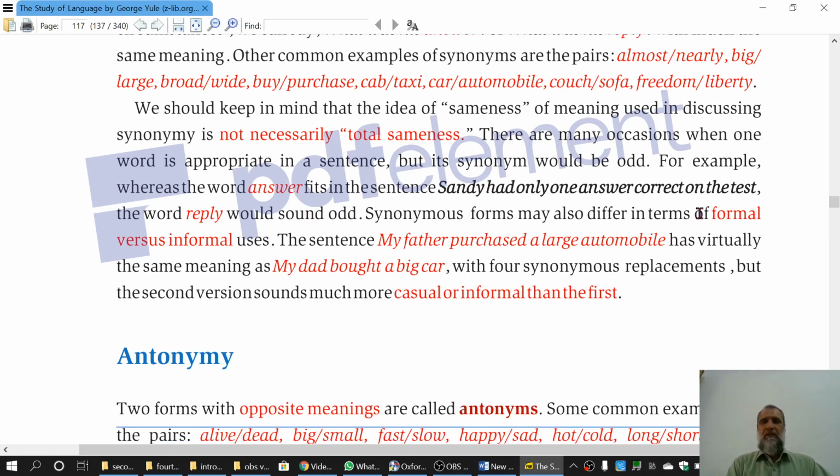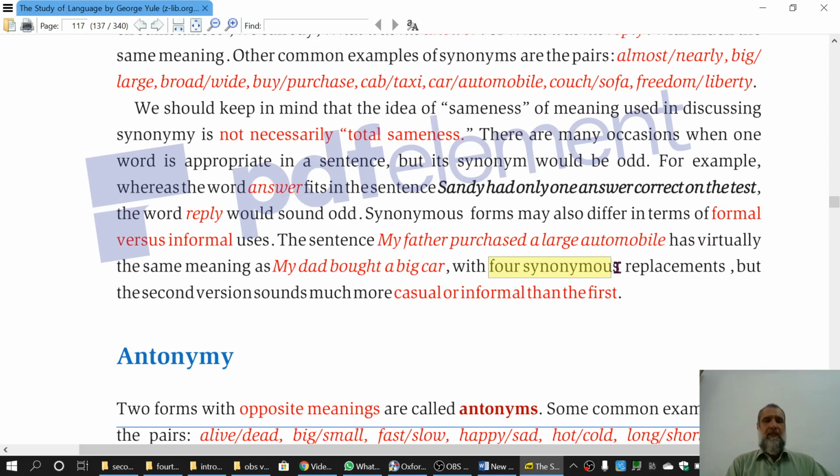Then we also have synonymy with the difference of style. I mean, the words may be synonyms, the sentences might have the same meaning, but that meaning in one is formal and in the other is informal. So if we take this sentence, my father purchased a large automobile, this sentence is a very formal sentence. Instead of this, if you use this sentence with the same meaning, my dad bought a big car, in which four synonyms have been replaced.